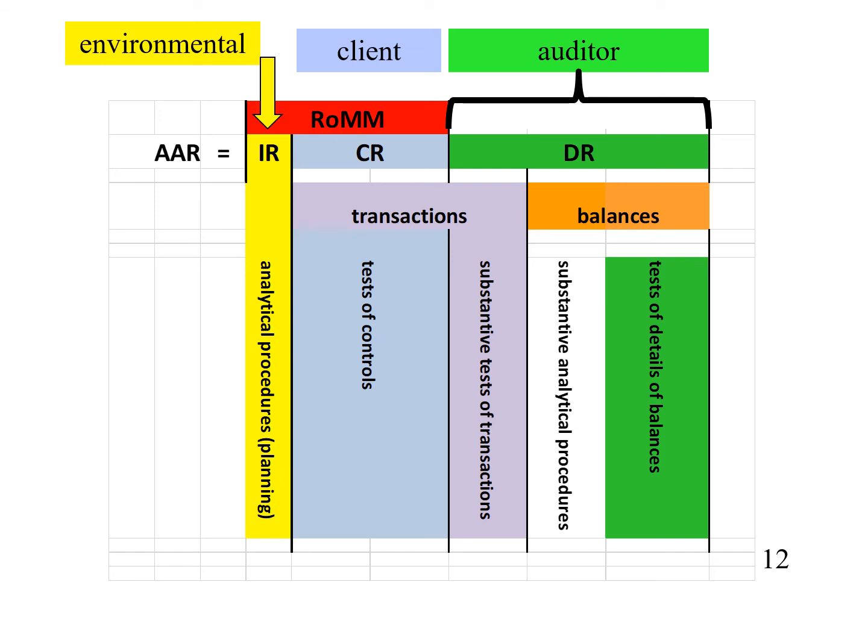All three are types of test: substantive tests of details of transactions, substantive analytical procedures, and tests of details are all three procedures performed by the auditor. And the auditor can reduce detection risk by performing substantive tests.